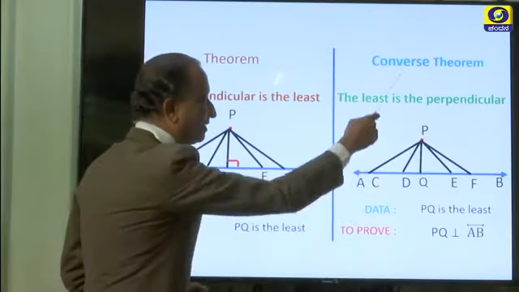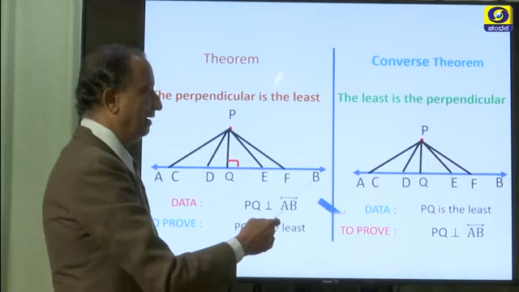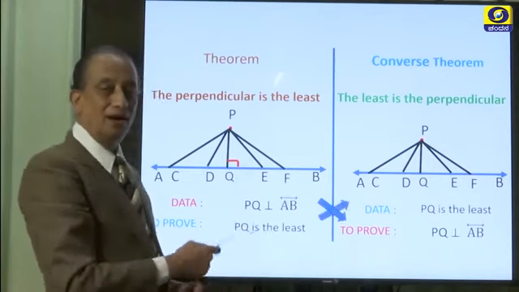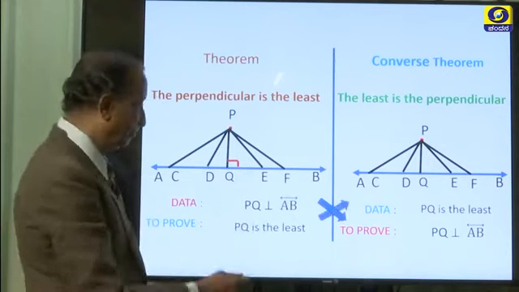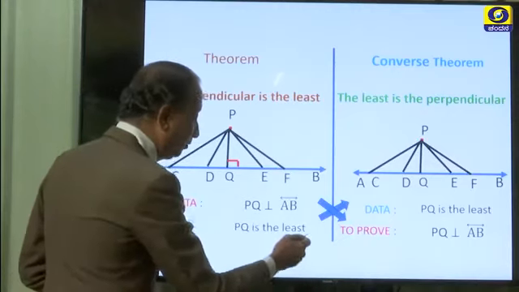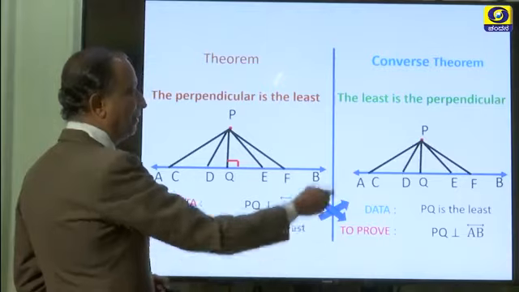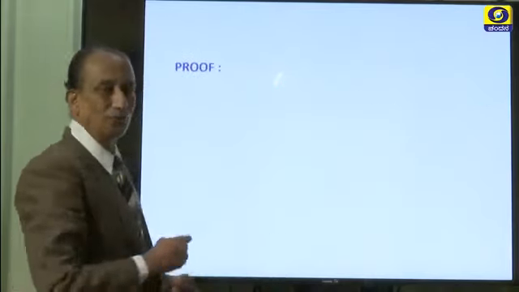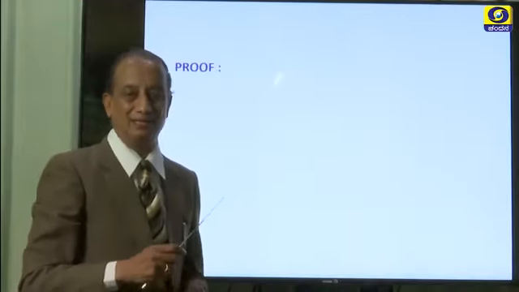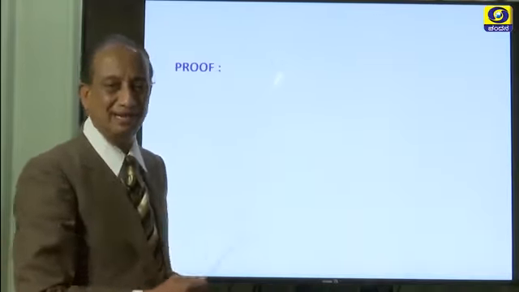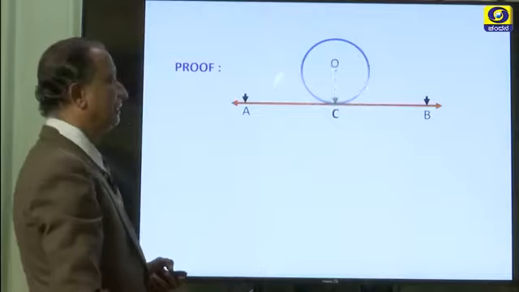So, with the help of the converse of this theorem, let us understand the radius and tangent theorem. Here, the data has been made to prove, and the to-prove has been made data. Such statements are called converse statements, converse theorem. Now with this prerequisite, I think we can comfortably understand the proof for our theorem.